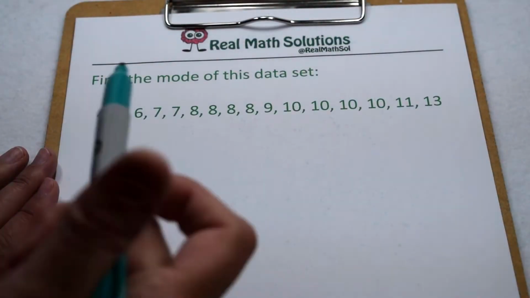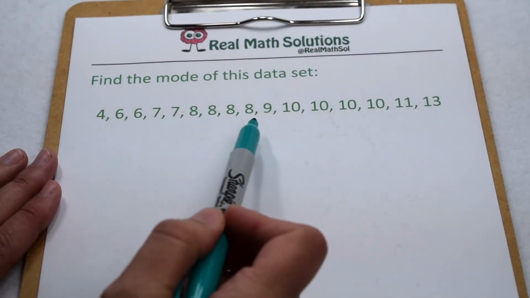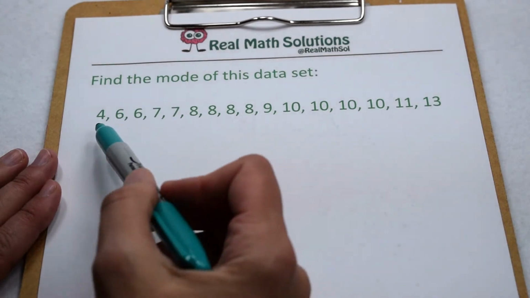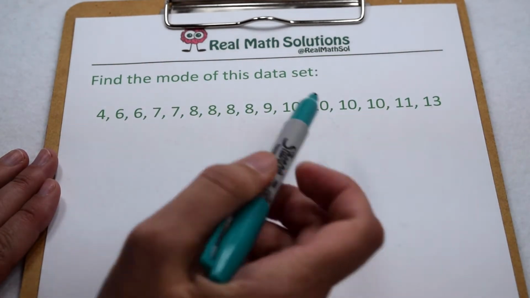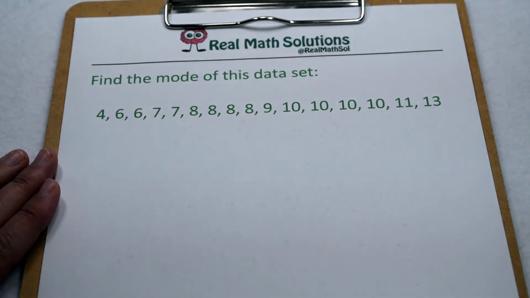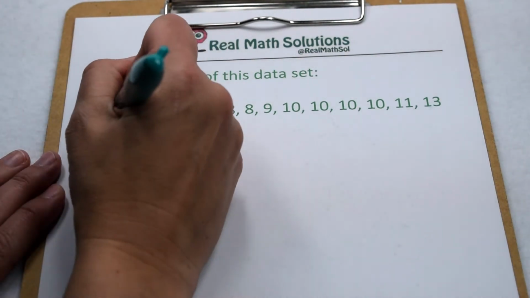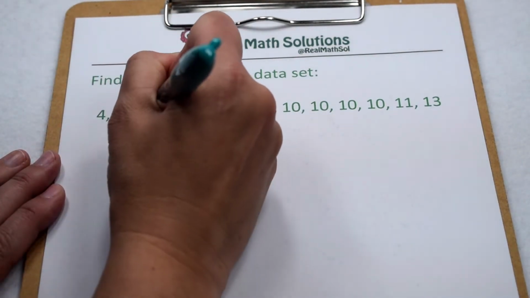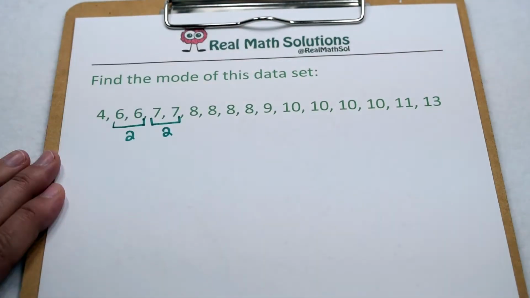More responses came into our shoe size survey. How is this going to affect what our mode is? Well, we can see that our data is already in order from least to greatest, and we can see that most sizes now occur more than once. If we go through our list, we now see there are 2 people that wear a size 6, there's 2 people that wear a size 7.